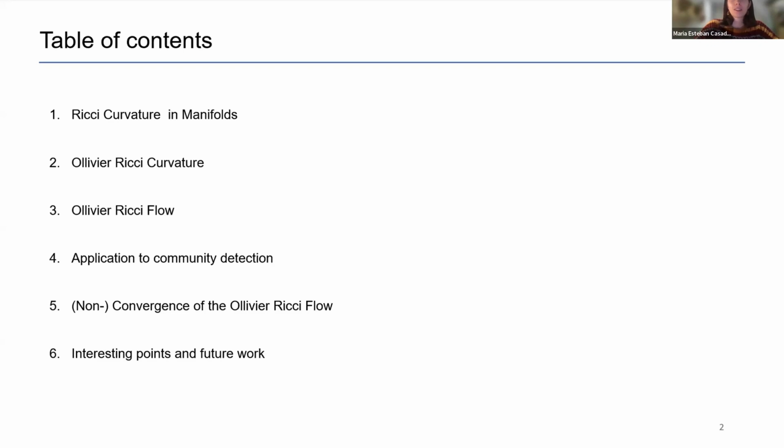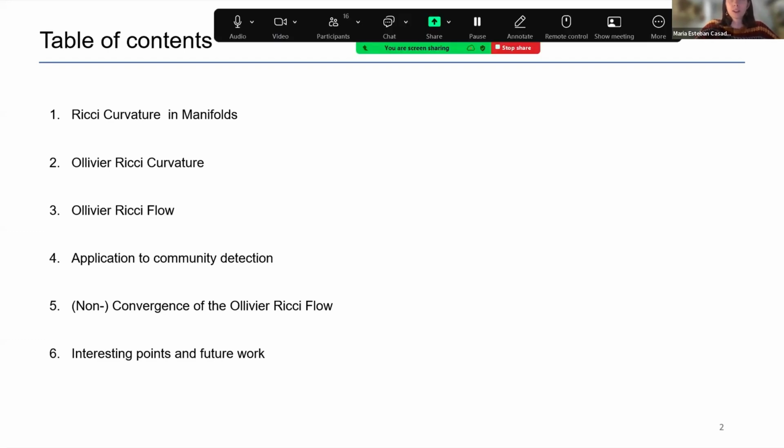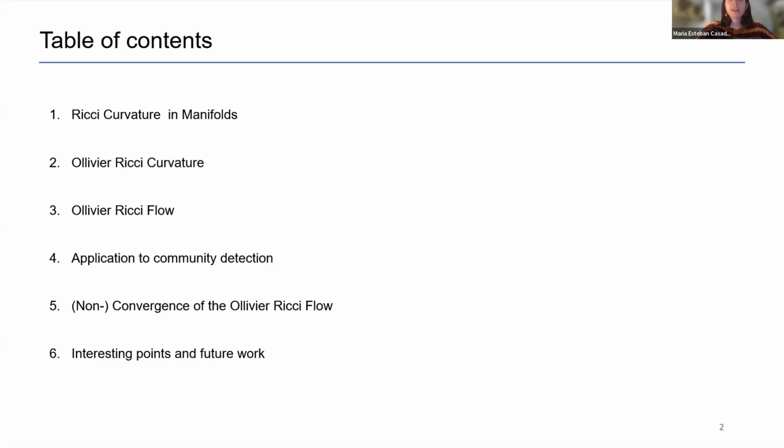So I will start the talk by talking about the Ricci curvature in manifolds before introducing a discrete notion of curvature in graphs called the Ollivier Ricci curvature. Then I will talk about an algorithm that uses this value of the curvature called the Ollivier Ricci flow, and I will mention one of its applications to community detection problems.